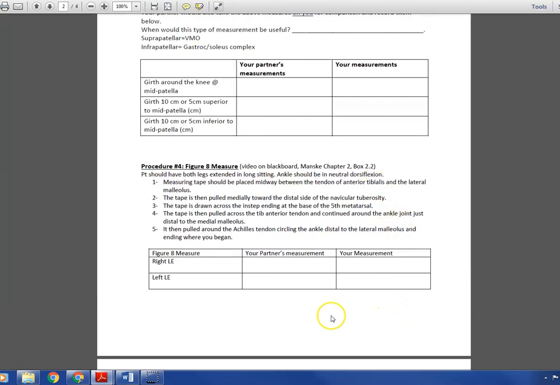So again, you're going to have your patient sitting with their legs extended on a supported surface. I typically have the ankle off the edge of the table, and their ankle should be in a neutral position. You don't necessarily want them completely dorsiflexed or completely plantar flexed.